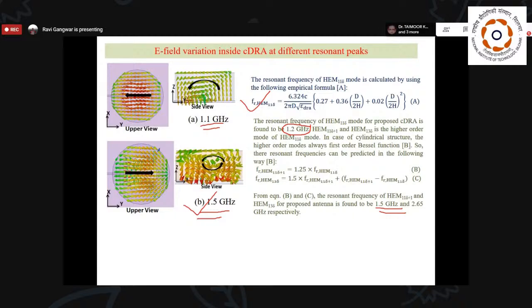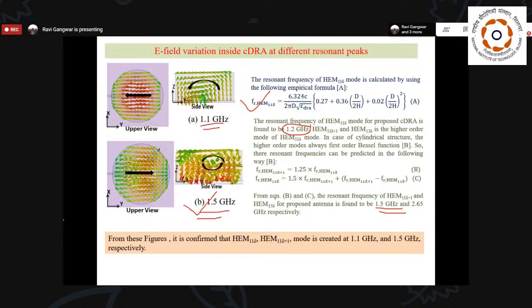That means the first 2 peaks are generated due to the HEM11δ mode and HEM11δ+1 mode. Now I can say that it is confirmed we have created these 2 modes, which are responsible for generating the first 2 bands.